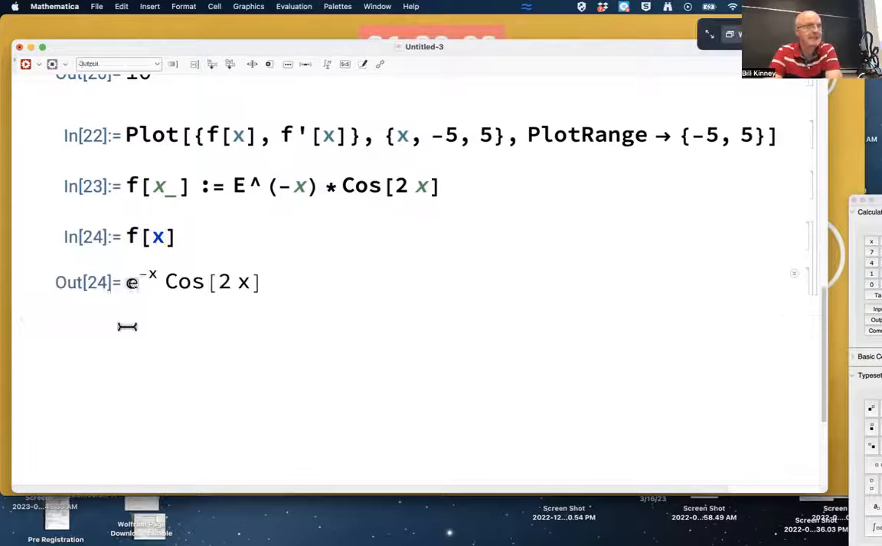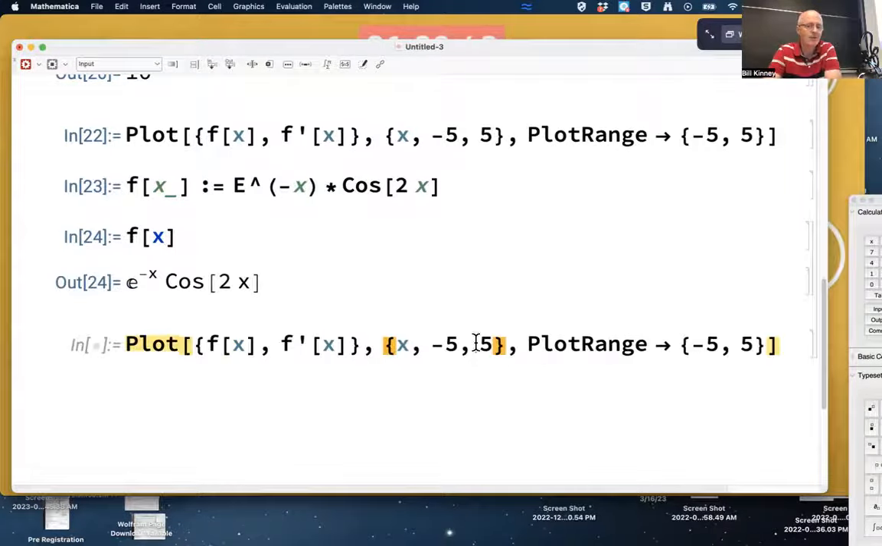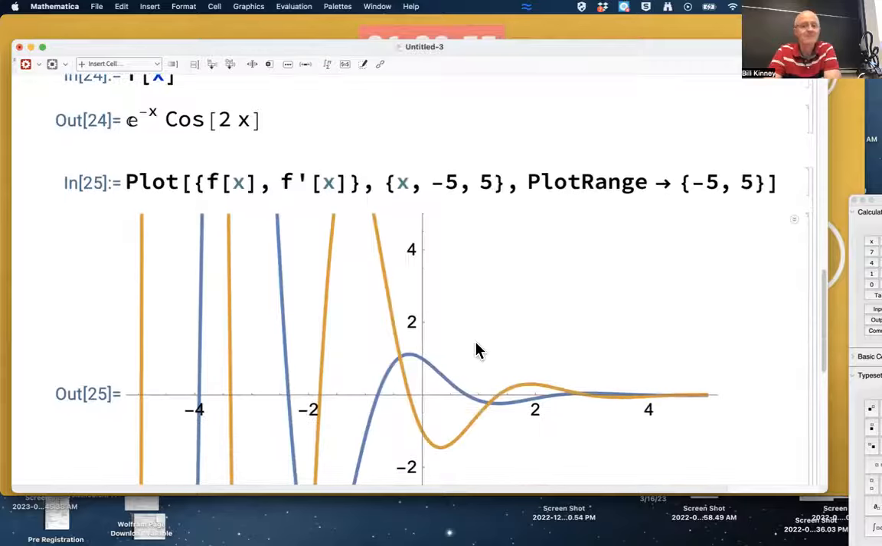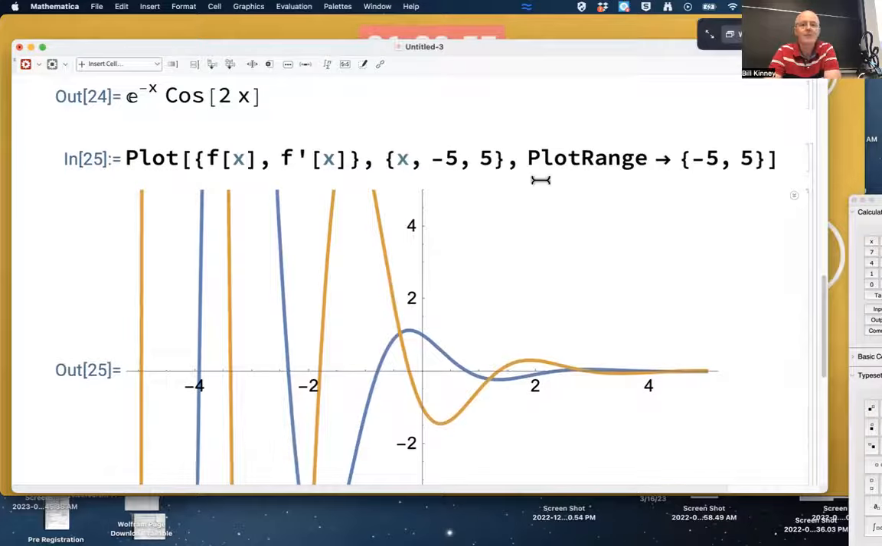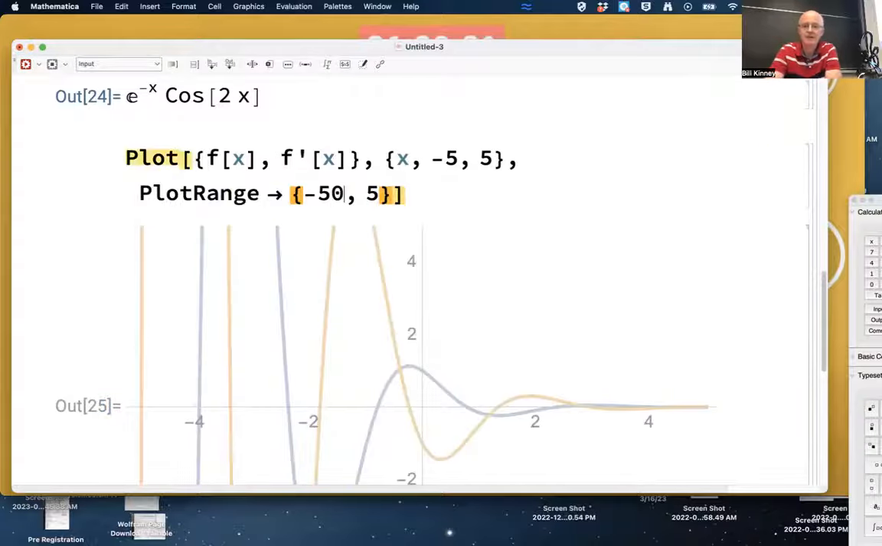Mathematica is spitting back the e in kind of a fancy way. That's okay. To save time, I can go back up to this line. I can copy and then go down here till I see a horizontal line and paste and re-enter this code down here. And I'm going to get an updated graph because it's a different function. Maybe I should pick a different plot range. -50 to 50, maybe.